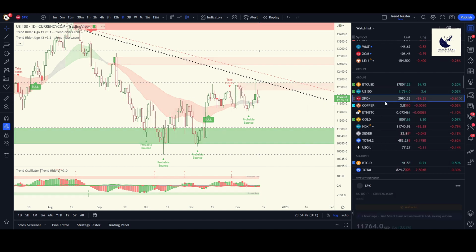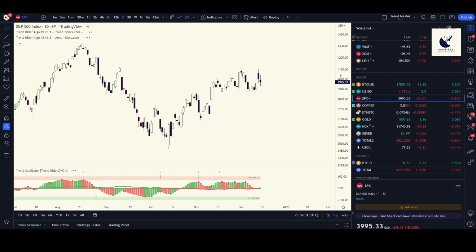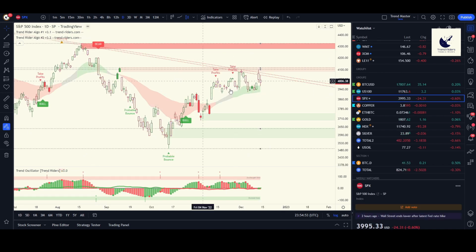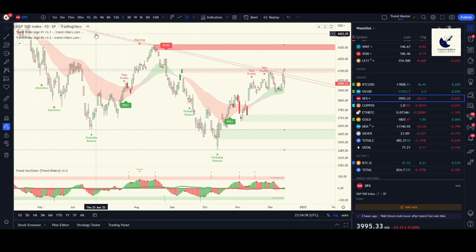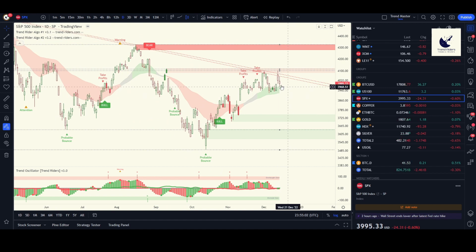Then I go check the Standard & Poor's. Standard & Poor's right now is in the no trading zone, just below these huge downtrend lines, hovering a little bit above the rider band. So right now it's just a wait. It does not have my attention right now.